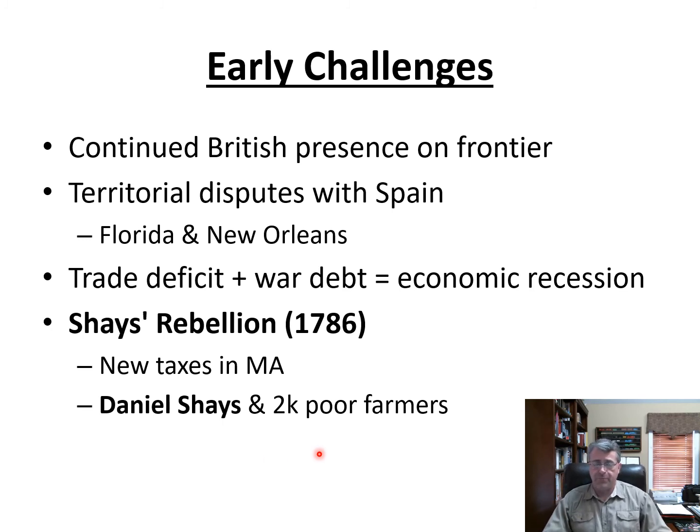What ends up happening, long story short, is that the Massachusetts state government turns to private investors. Basically, the wealthy elites in Massachusetts donate money to raise a separate army in order to put down this rebellion. Shays himself will escape capture. He'll live in exile in the neighboring states for the rest of his life, but they eventually are able to put down this rebellion, but at great expense to the state in terms of trying to raise money in order to put down this rebellion.